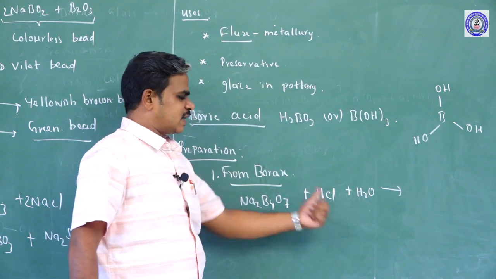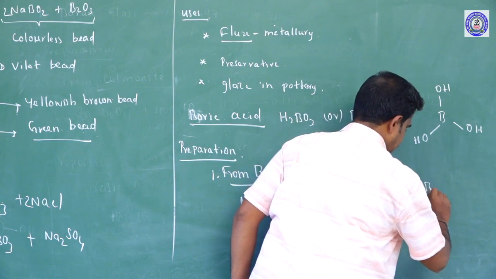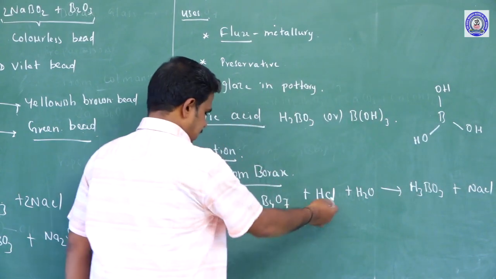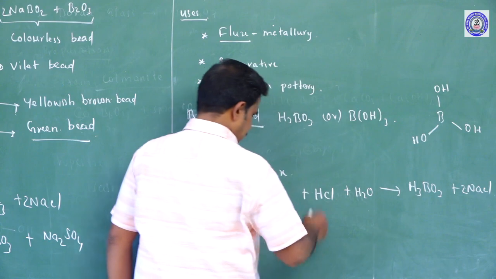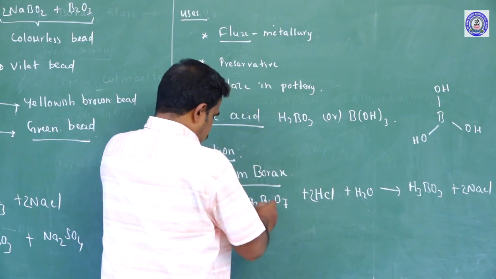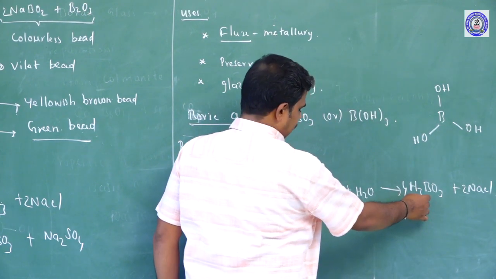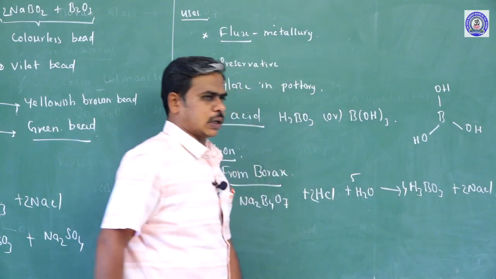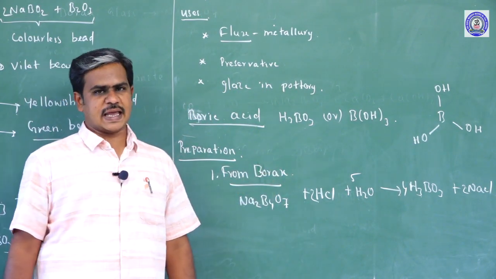So, borax is treated with the acid, and we get H3BO3 and NaCl as the product. So, 2 Na, so here 2 Cl, and 4 boron, so here 4, and 12, so 2 hydrogen, so here 5 molecules of water. So from borax we may get boric acid.